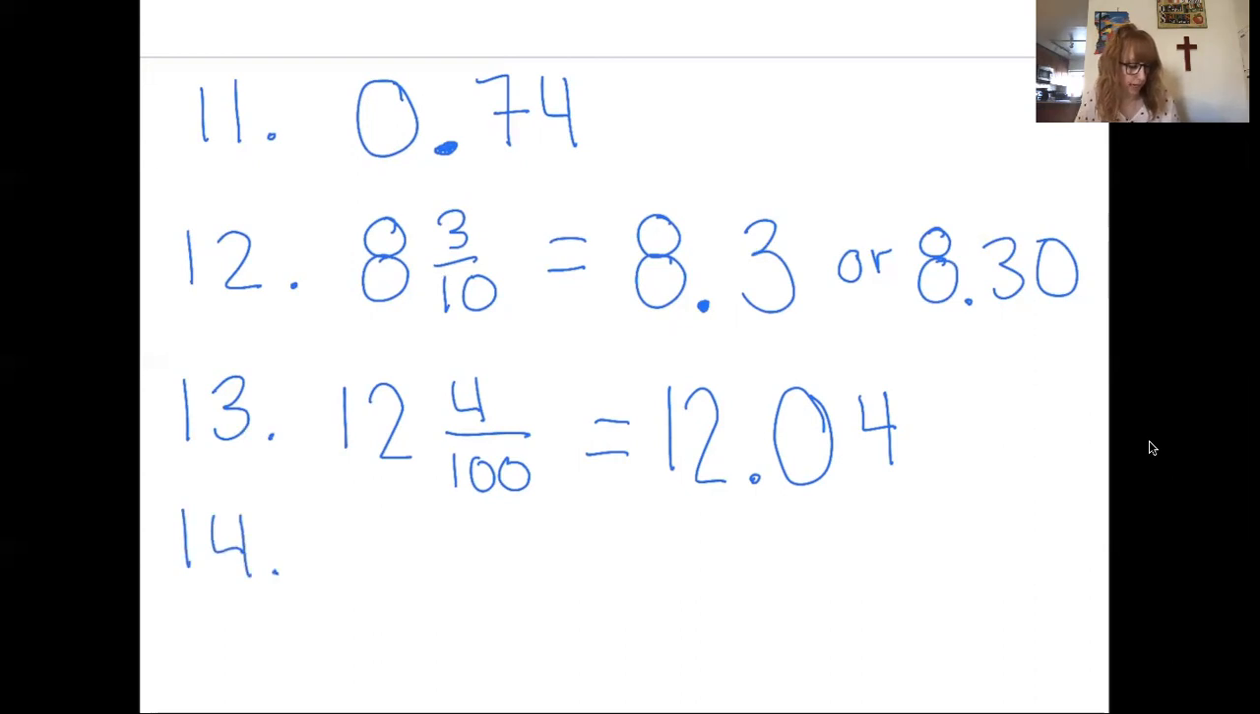We have 21 3/500. So we start with our 21. The decimal point represents the "and" and then we have 3/500. So it's 3, 5. Again, if you have any questions, make sure that you ask.